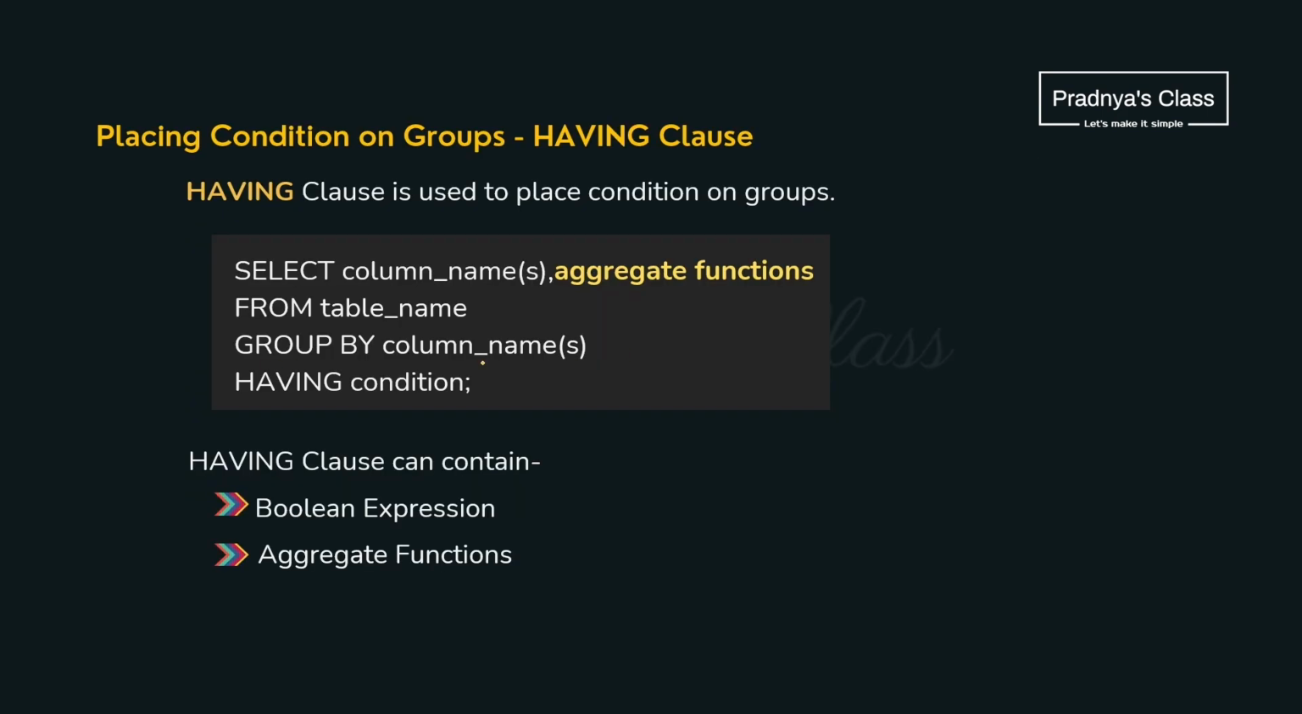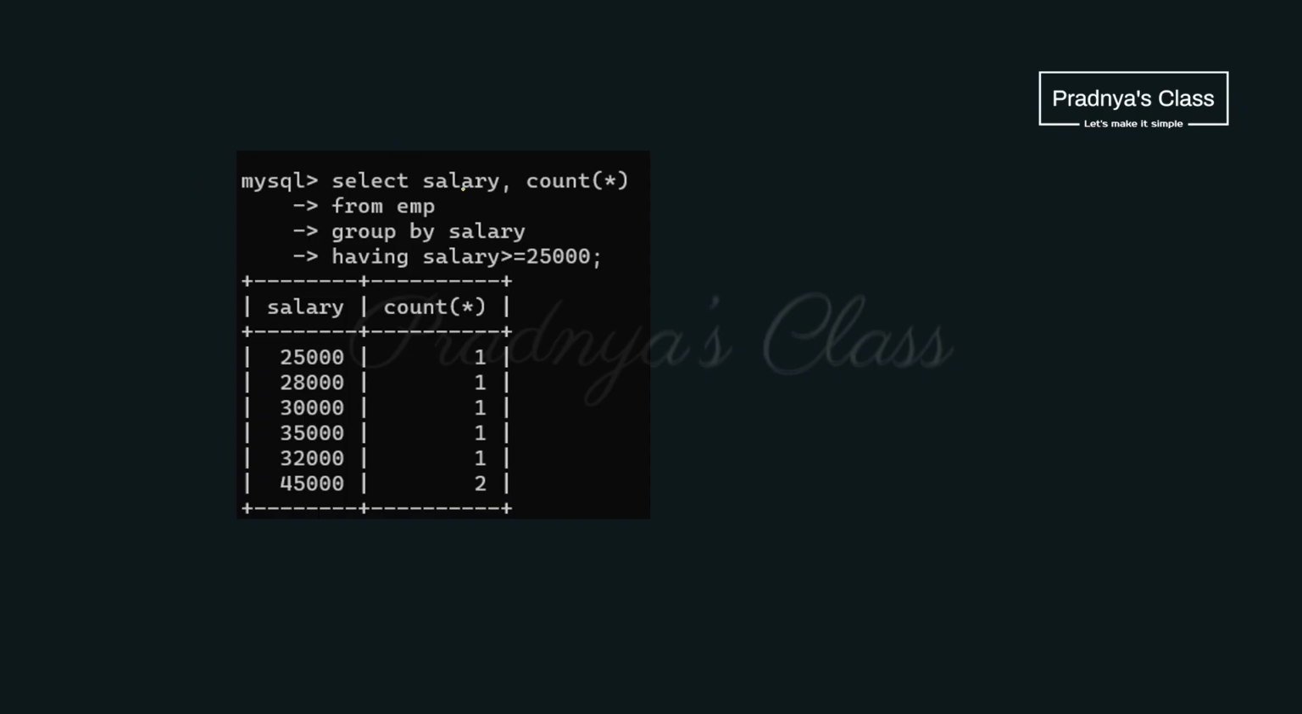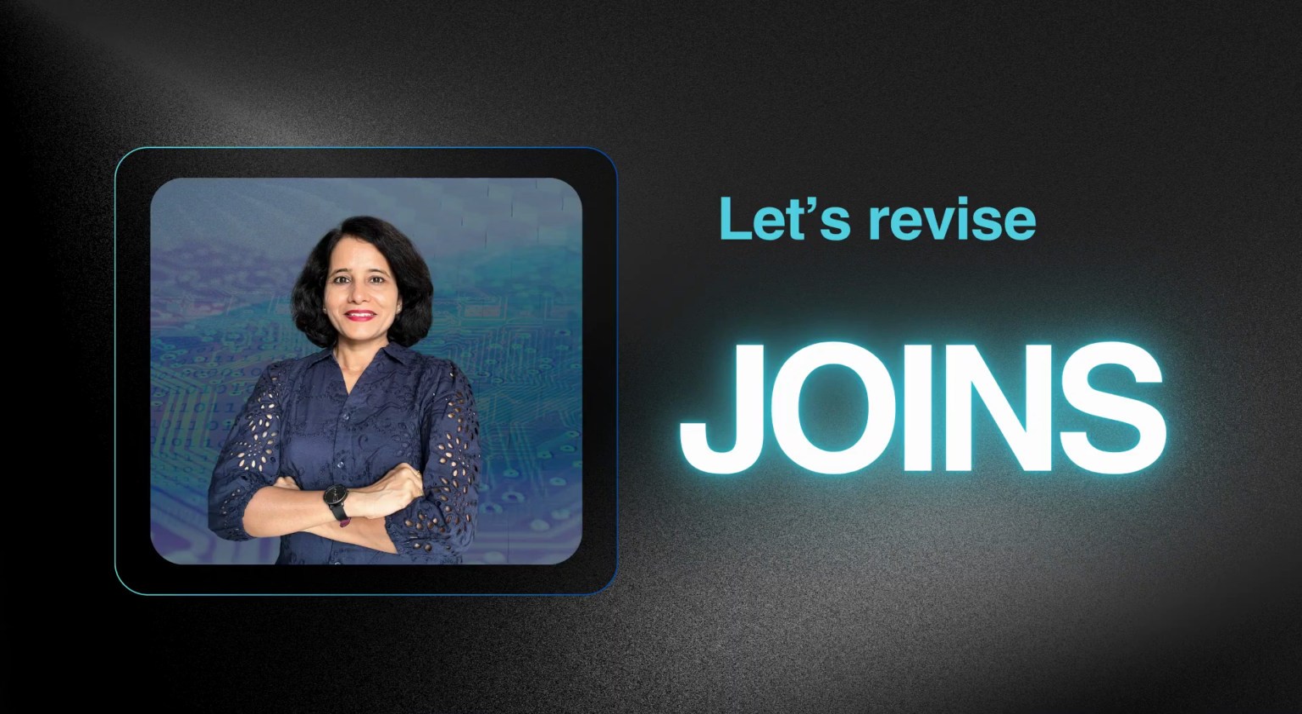When you are grouping the records, you can have a condition with the having clause. Look at this example. We are counting the number of people grouped by salary, but the condition is that salary should be greater than 25,000. So we need to count only those people based on the salary whose salary is greater than 25. Look at the data. The salary is greater than or equal to 25, and such people we are counting.